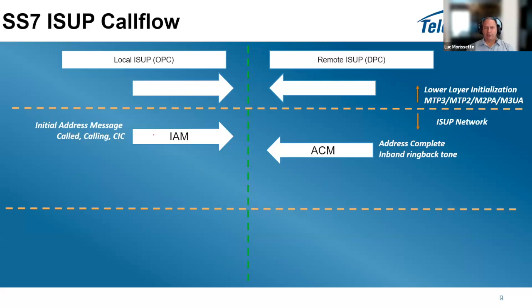Normally, when you get the initial address message, you get quite quickly an ACM, address complete, because you could have overlap sending for SS7, but normally you have all your digits when you make your call. When you have address complete, there's a little bit of information in the ACM, like backward call indicators and other things. But I think the main one is probably: does it include the ringback tone or not?